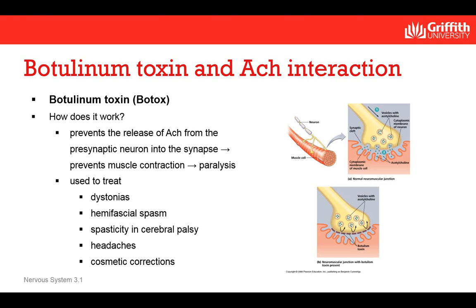If the release of ACh is prevented, it is no longer excitatory. It can't cause skeletal muscle to contract and produce a frown, and the wrinkles on the forehead are avoided.